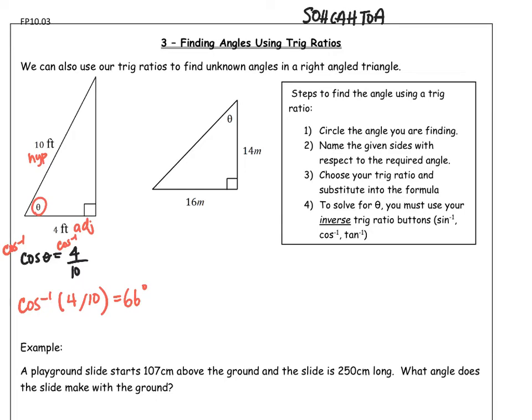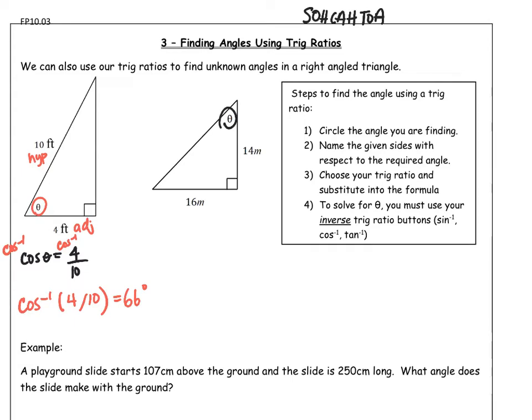Now, you may have a calculator where you need to input the value first and then your trig ratio second. If that's the case, you need to do 4 divided by 10, hit the equal sign, and then second function cos. But grab your calculator right now and figure out how it works. And for the purposes of this class, we're going to find all angles to the nearest degree. Okay, let's look at our other example.